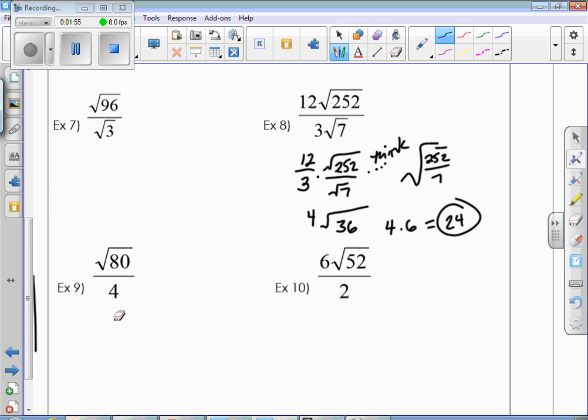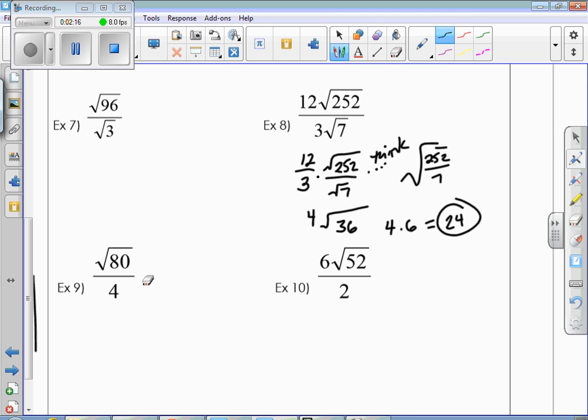In looking at example 9, we need to be careful here because 80 is a radicand and 4 is a coefficient. We do not want to divide radicand by coefficient or coefficient by radicand. Now, the coefficient in the numerator is a 1. So we have really 1 radical 80 over 4.